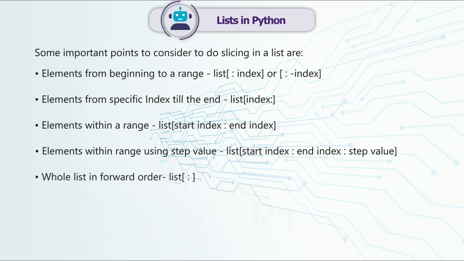Whole list in forward order: list[:]. Whole list in reverse order: list[::-1].